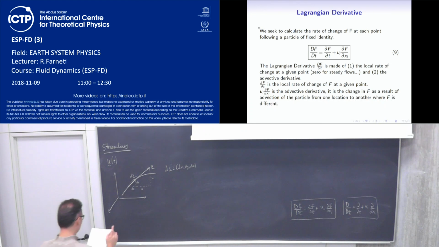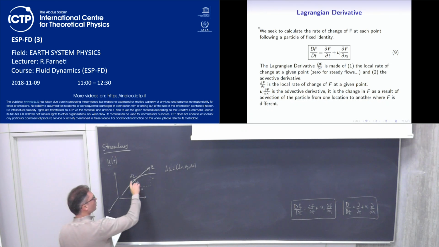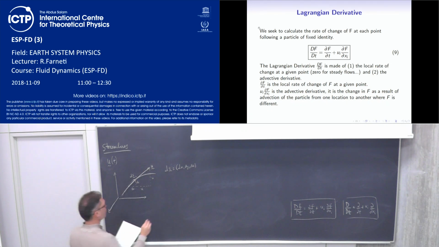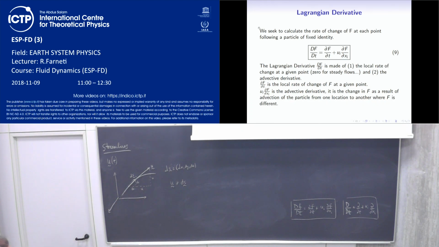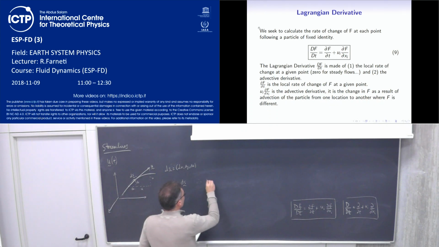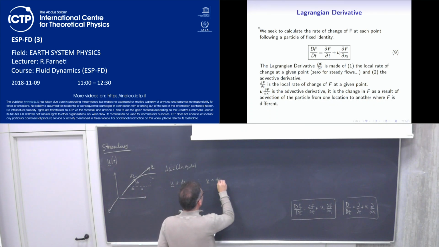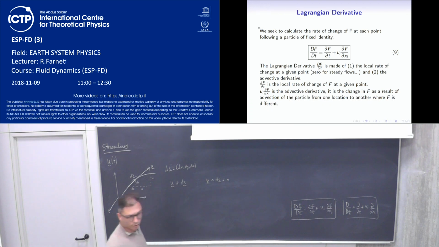This ds is tangent to the velocity vector, of course, because it's an element of the arc length, so that's tangent. So by definition, the velocity vector is parallel to the element of the arc length. Those two are parallel. Therefore, their cross product u cross ds is equal to 0, because they're parallel.